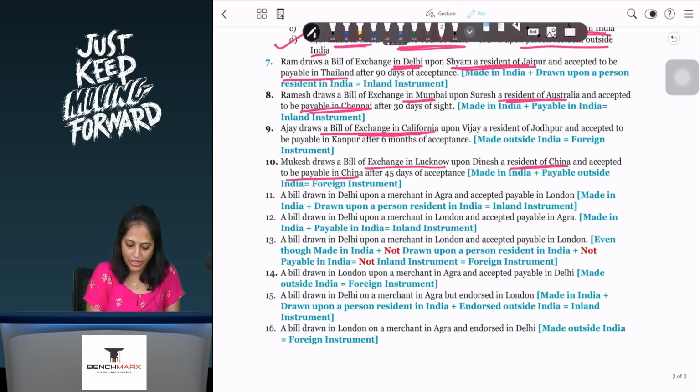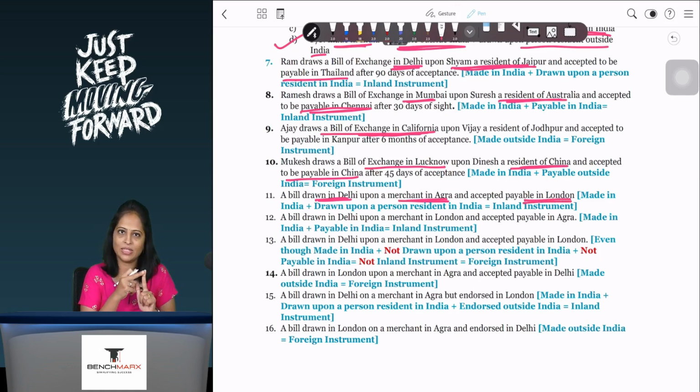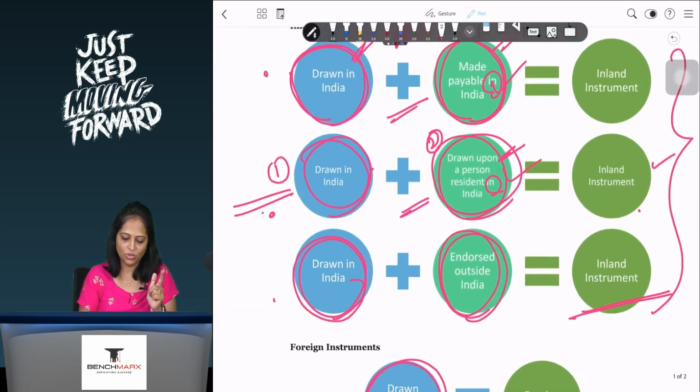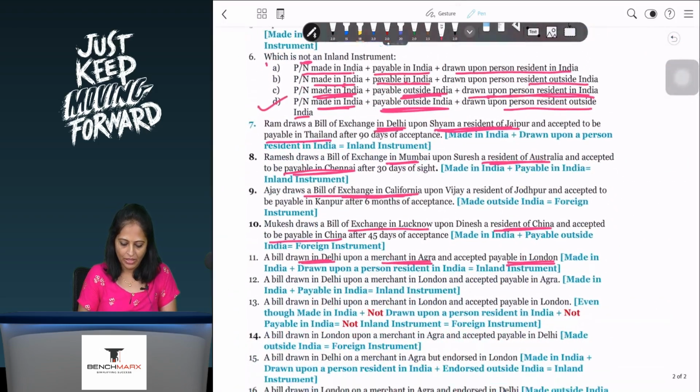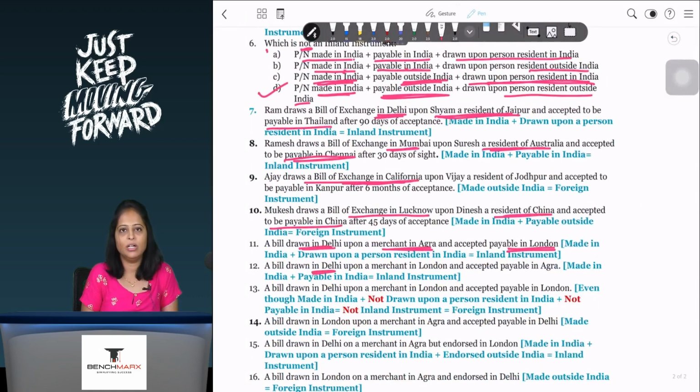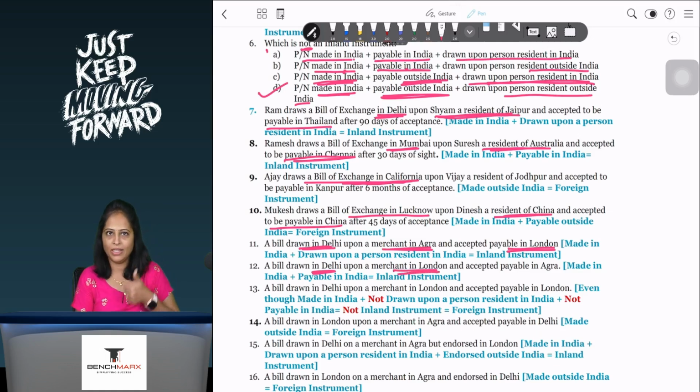Then, drawn in Delhi upon a merchant in Agra, payable in London. So, drawn in India upon a person resident in India. Two conditions are satisfied. So, we fall under this condition number 2. So, it will become an inland instrument. A bill drawn in Delhi upon a merchant in London. So, made in India upon a resident outside India. Okay. So, now I have to see whether it's payable in India or outside India. If it's payable in India, then it's an inland instrument. If it's payable outside India, then it will become a foreign instrument. Payable in Agra. Now, it's an inland instrument, correct?